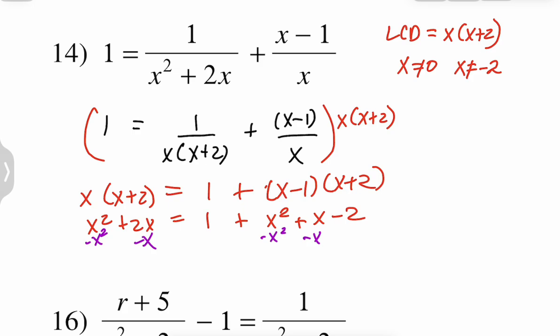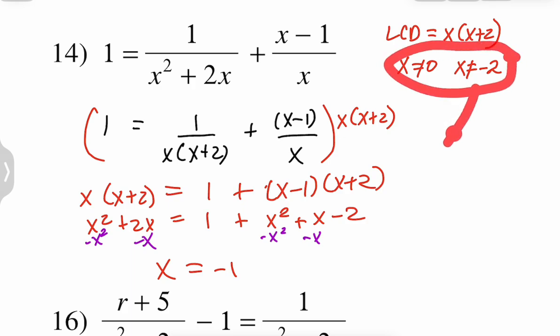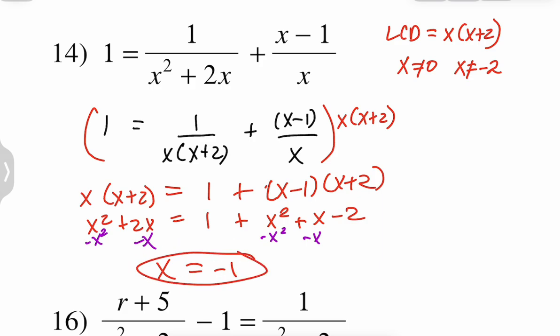2x minus x is x. So the only thing I haven't dealt with are these two numbers right here. Well, 1 minus 2 is negative 1. Now again, I know we haven't run across any where this has been an issue, but it still might be. So if we compare, negative 1 is not on our excluded values list, so negative 1 is just fine. So there's problem 14.